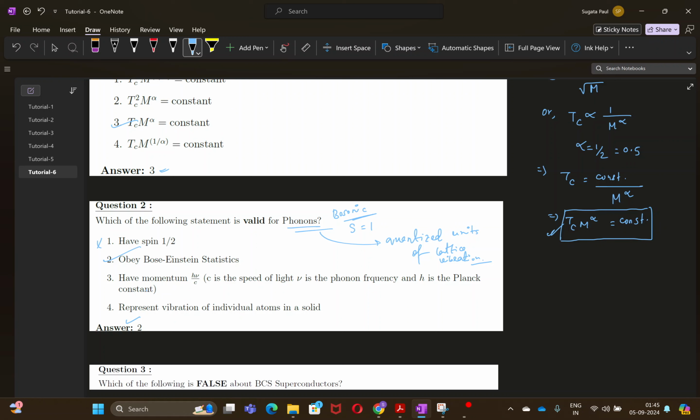Now also let us read out the third and fourth option, just to know and be sure that they are not the correct options for phonons. Third is that they have momentum h nu by c, where c is the speed of light, nu is the phonon frequency, and h is the Planck's constant.